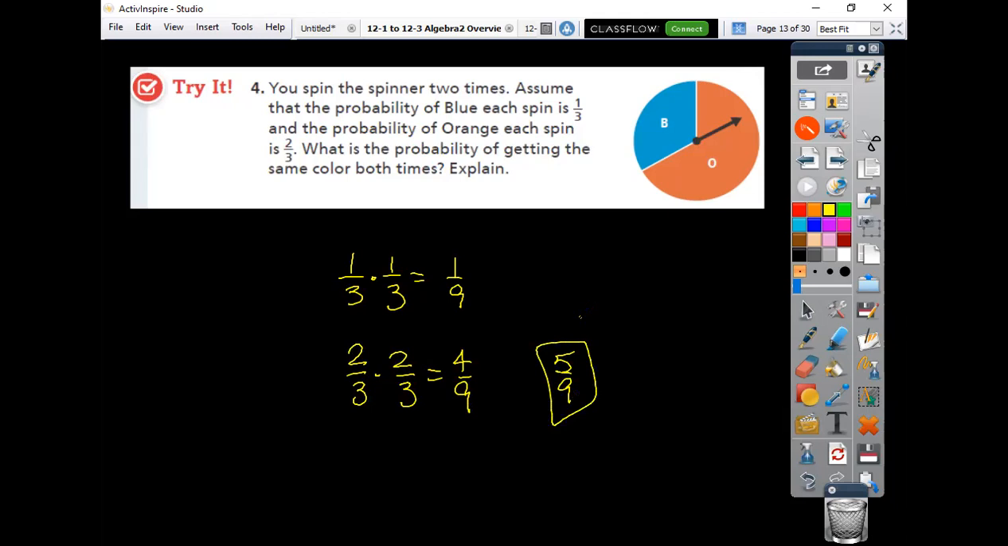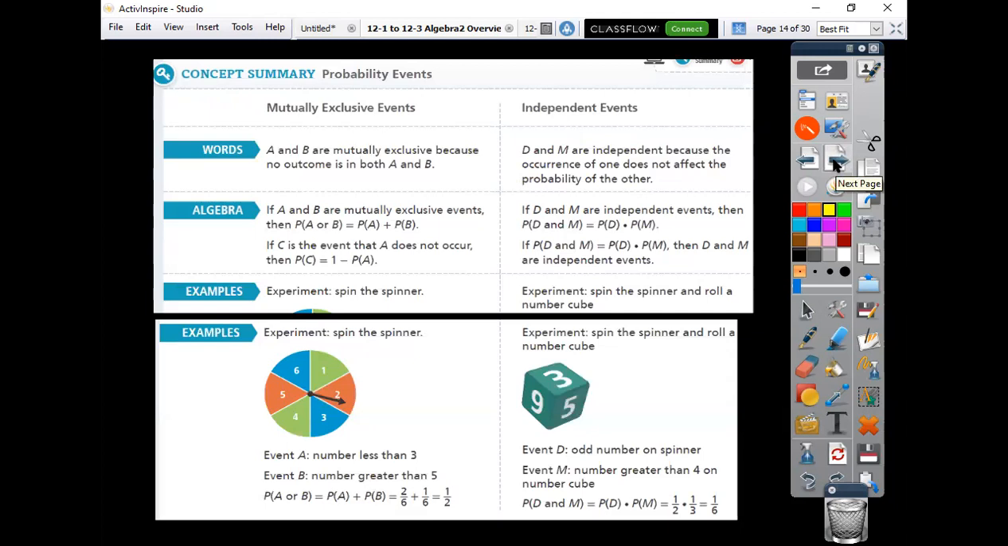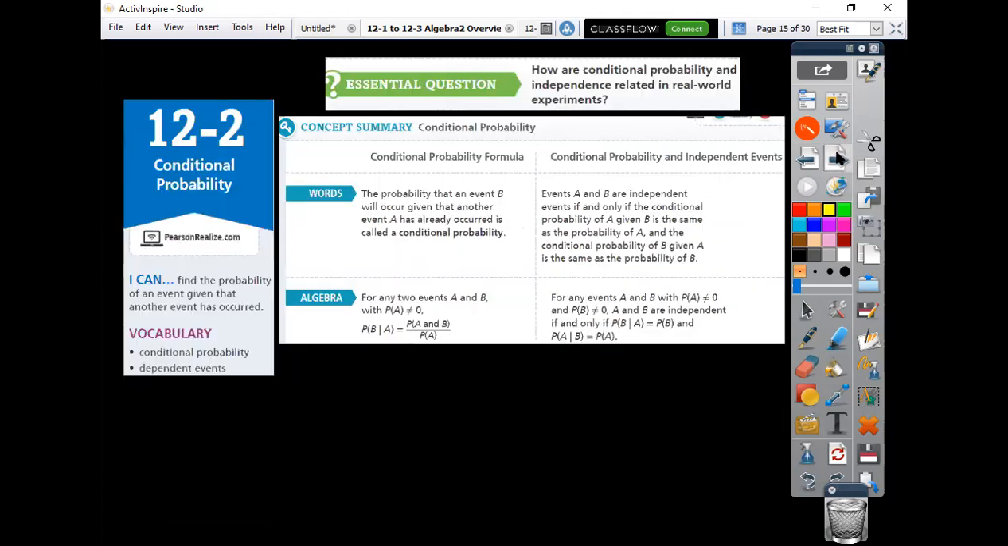And so the probability of getting the same color both times would end up being 5/9 of the time, because 1/9 of the time I get both blue and 4/9 of the time I get both orange. So just getting the same color, doesn't matter whether it's the same blue or same orange, would be the two of them added up. And that's just a summary we started with.